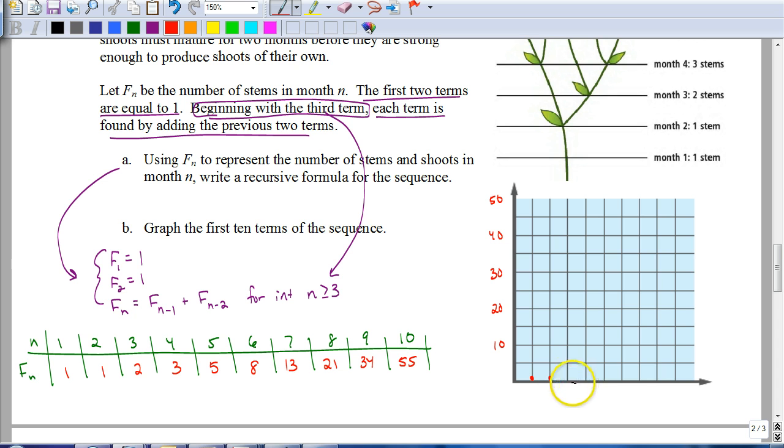For the first two terms, the third term is going to be 2. The fourth term will be 3. The fifth term will be 5, so that's easy to graph. The sixth term is 8. The seventh term would be 13. So here's 10. 13 would be a little over halfway. 8 would be 21. 9 would be 34. And the 10th term of the sequence would be 55, which would be right up there. Again, this is a sequence that we're graphing, so do not connect the points with a line.